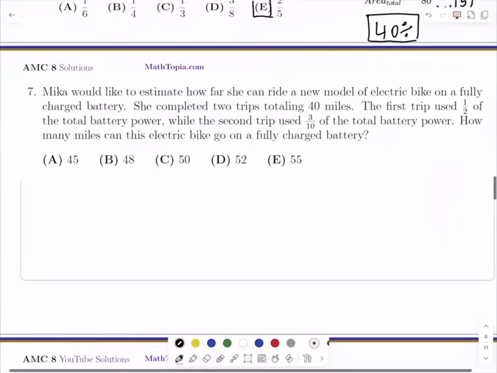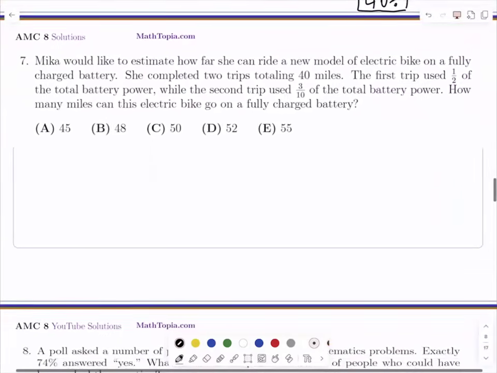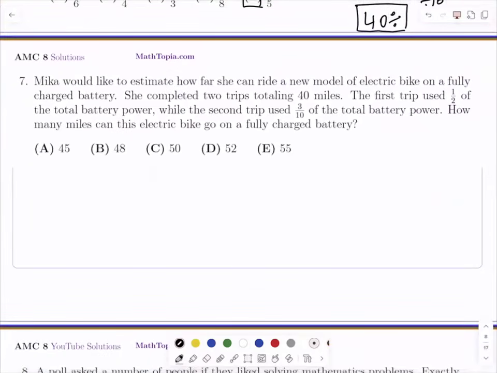Number 7. Mika would like to estimate how far she can ride with a new model of electric bike on a fully charged battery. She completed 2 trips totaling 40 miles. The first trip used half of the battery, while the second trip used 30% of the total battery power. How many miles can this electric bike go on a fully charged battery?